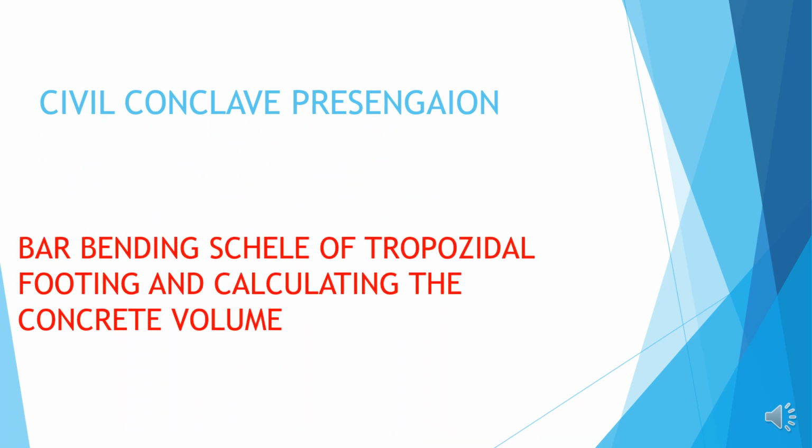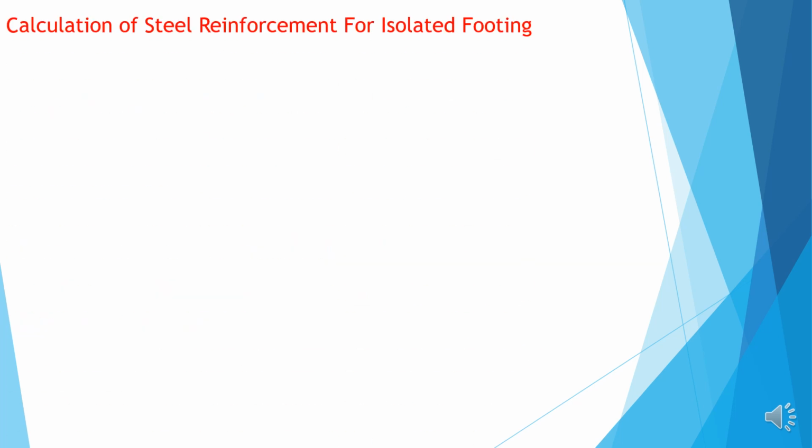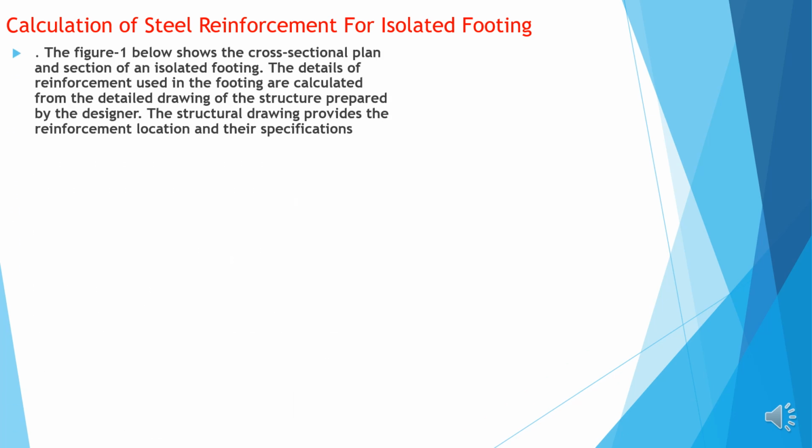Today we are going to discuss the bar bending schedule of trapezoidal footing and how to do the concreting calculations for the same footing. Figure 1 below shows the cross section of the isolated footing. The details of the reinforcement in the footings are calculated from the drawing as per the structural consultant.